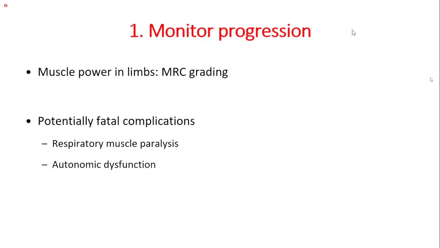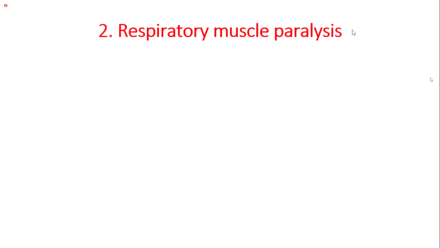Then you must monitor for the potentially fatal complications. Now I told you there are 2 things that you cannot afford to forget. One is respiratory muscle paralysis and the other one is autonomic dysfunction. Let's talk about respiratory muscle paralysis. So how do we check whether the person's respiratory muscles are working? The most important thing is the vital capacity, right? The normal vital capacity is 75 ml per kg, right?